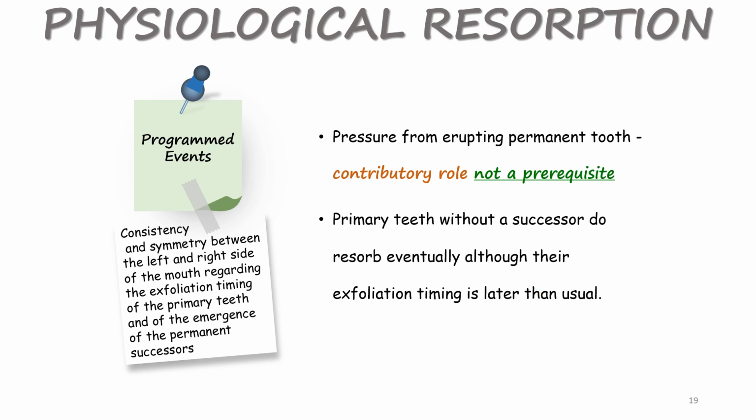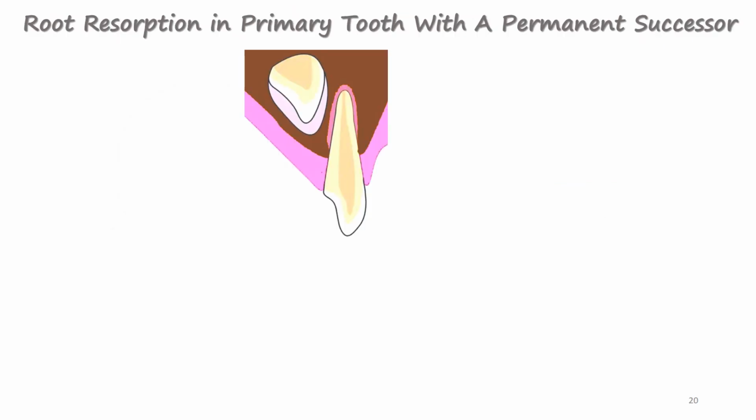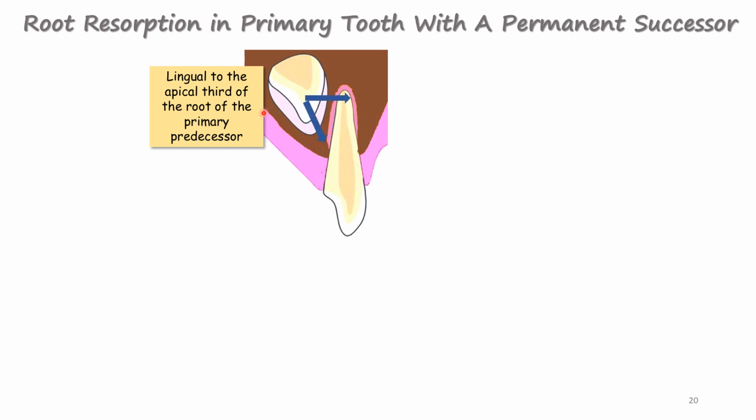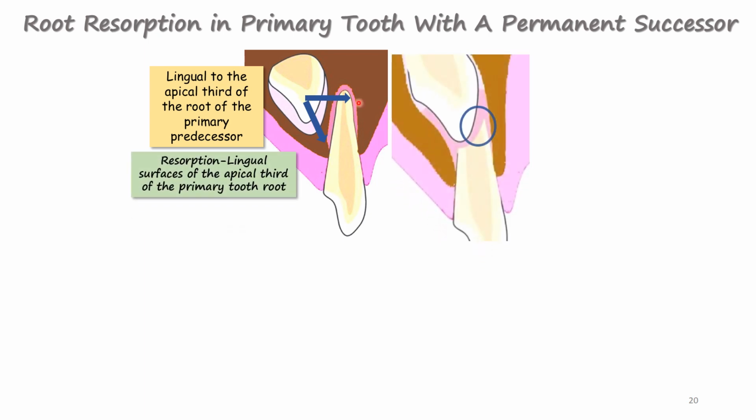Now, let's understand the difference between the resorptive process in teeth which present with a permanent successor and those which present without one. Root resorption of primary teeth starts at the root that is closest to the permanent successor. For example, in case of anterior teeth, the completed crown is found lingual to the apical third of the primary predecessor. The eruptive force here is labial and incisal in direction, and thus it causes resorption of the lingual surface of the apical one-third of the primary tooth root. That is, here the lingual surface of the root is first resorbed.